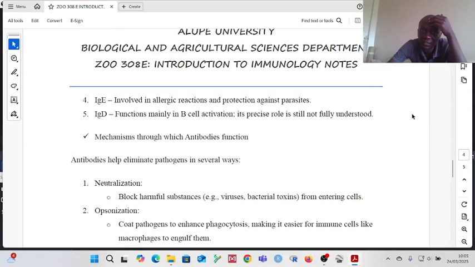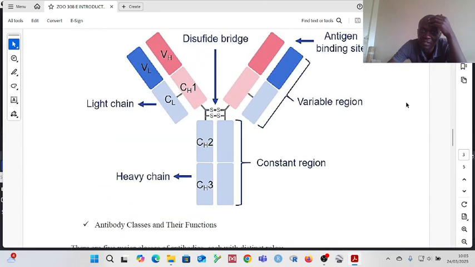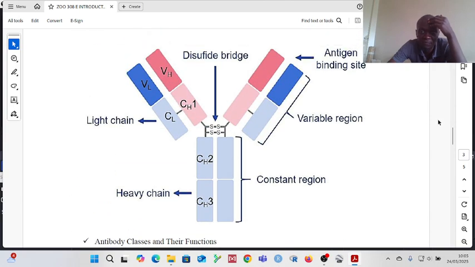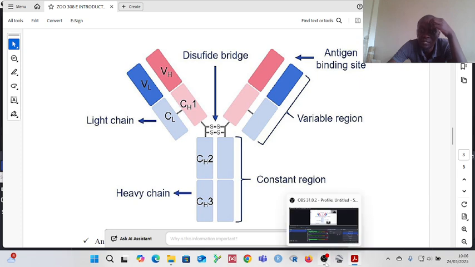Thinking about the structure of an antibody, it is Y-shaped. That is found on page 3. It has a constant region, it has a variable region. It is made up of a heavy chain and a light chain. At the tip of the variable region, that is where the antigen binds. That's where we have the antigen binding site. Okay. Yeah. So have a look at it.